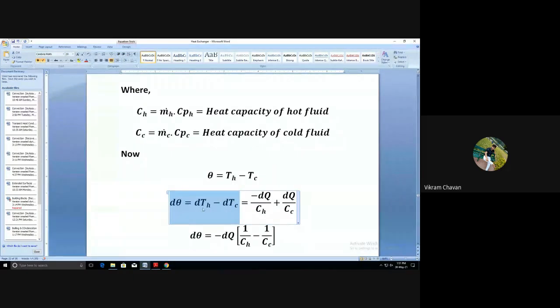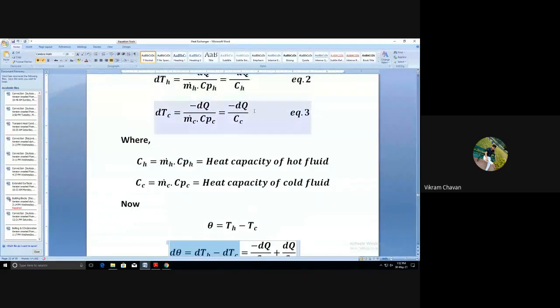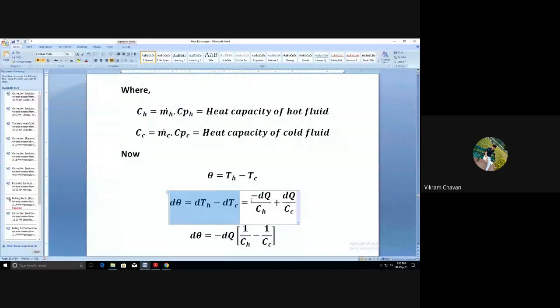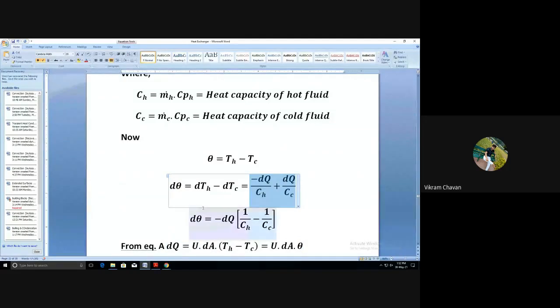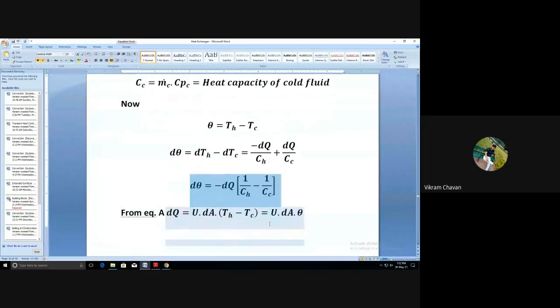Now here we know that dTh and dTc are given by the formulas from equations 1 and 2, so we have to put in these values. We'll get minus dq divided by Ch plus dq divided by Cc. If you take the common minus dq, then we will get d theta is equal to minus dq inside the bracket 1 upon Ch minus 1 upon Cc.